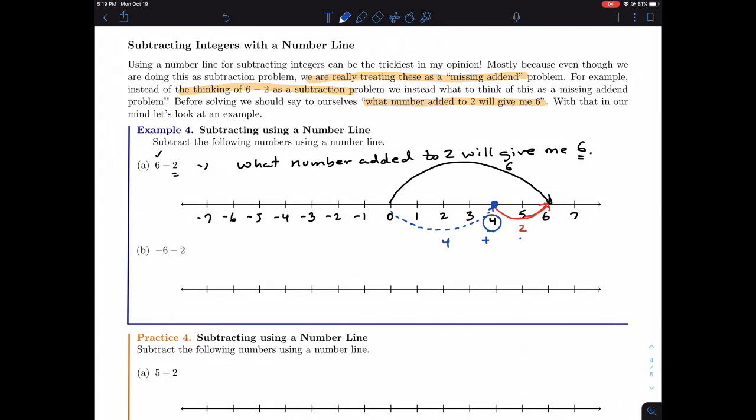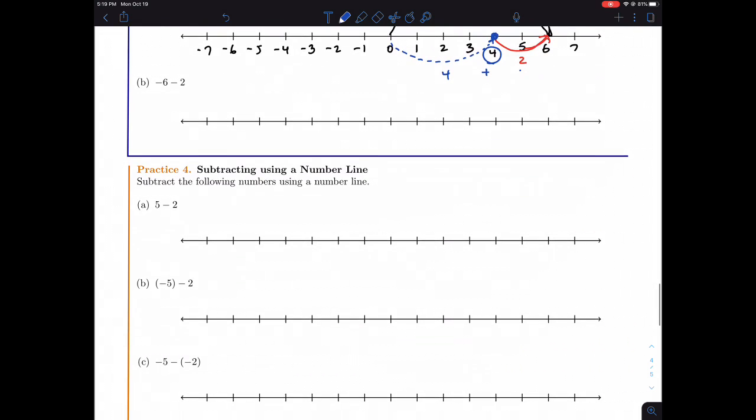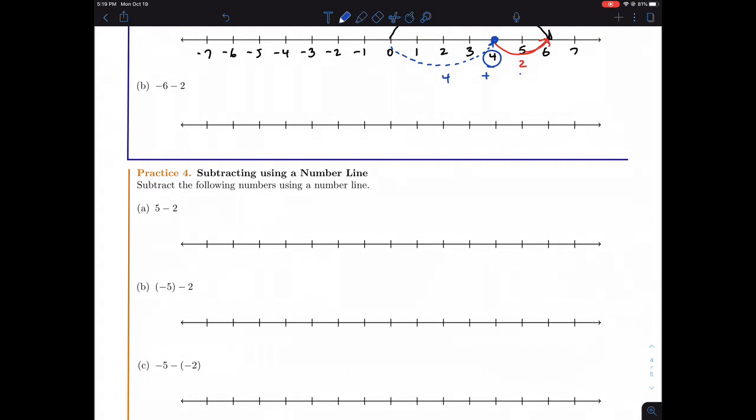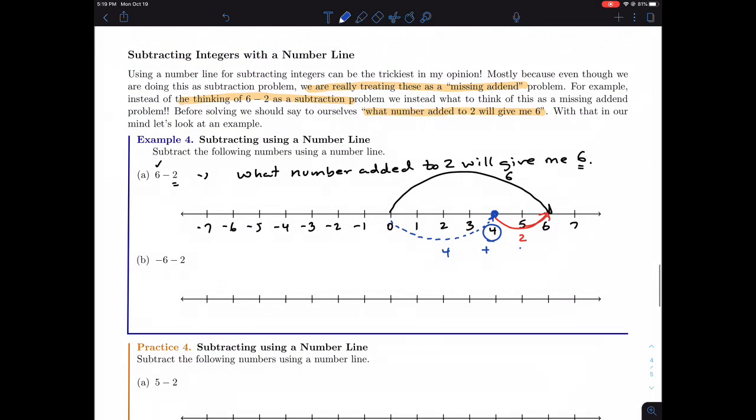So let me draw the next one just to make sure you're on the right track, and then I've got some for you to practice. So again, if you get stuck on these, let me know, because they can be a little bit tricky. All right, so let me move this one over a little bit. Let me draw it in black. So I'm going to start here at 0.